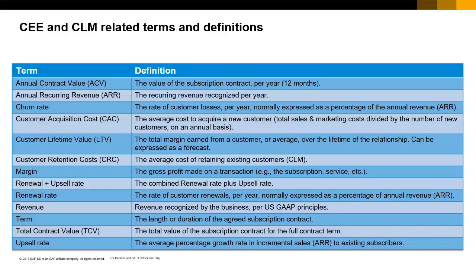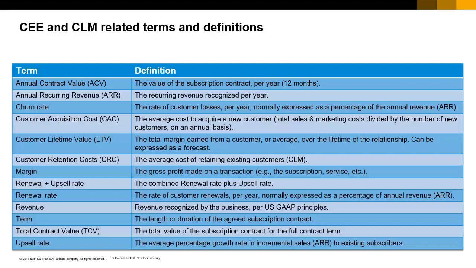Here are some CEE and Customer Lifecycle Management related terms and definitions you will need to know and will be used throughout this e-learning. Annual Contract Value, or ACV. The value of the subscription contract per year. Annual Recurring Revenue, or ARR. The recurring revenue recognized per year. Churn rate. The rate of customer losses per year, normally expressed as a percentage of the annual revenue.